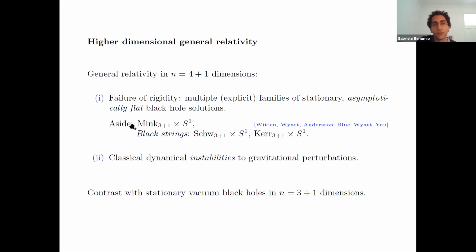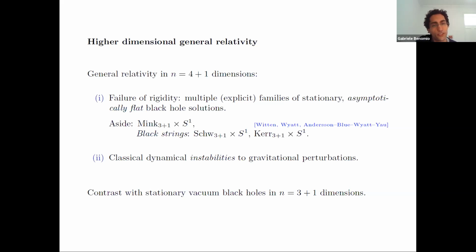As an aside, let me also mention that one can produce in higher dimensions solutions that are not asymptotically flat by just multiplying the known 3+1 dimensional spacetimes by some extra compact dimensions. One example is the product of 3+1 dimensional Minkowski times S1. One can also produce non-asymptotically flat black holes by taking the product of a 3+1 dimensional Schwarzschild or 3+1 dimensional Kerr times S1. The spacetimes here are typically known as black strings and are said to be asymptotically Kaluza-Klein because of the presence of this compact spatial dimension.